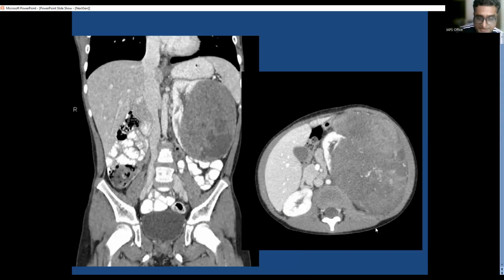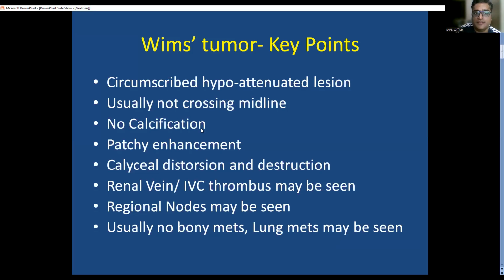So you are right, it is a Wilms tumor. It is showing a renal mass, which is a well circumscribed, hypoattenuated lesion, which is not crossing the midline. There is no calcification, patchy enhancement. There is calicial distortion and destruction, a very important point, which is peculiar to Wilms tumor as compared to neuroblastoma. And not in this case, but you may find other findings like thrombus, renal nodes, and bony metastasis.